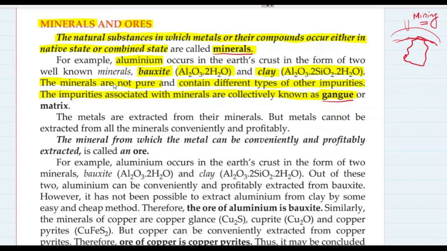Impurities associated with minerals are known as gangue or matrix. Yes, you heard it right. Matrix, like in the movie Matrix. The metals are extracted from their minerals, but metals cannot be extracted from all the minerals conveniently and profitably. The mineral from which the metal can be conveniently and profitably extracted is called an ore.